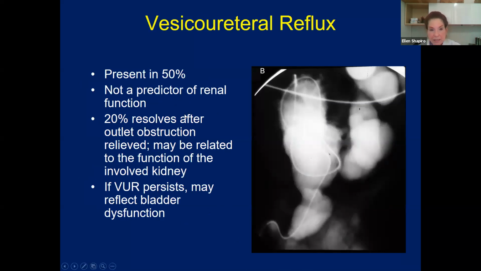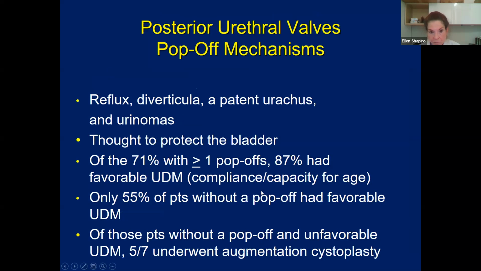Vesicoureteral reflux is present again in 50%. It's not a predictor of renal function. 20% resolve after the outlet obstruction is relieved and may be related to the function of the involved kidney. If reflux persists, this may definitely reflect bladder dysfunction.